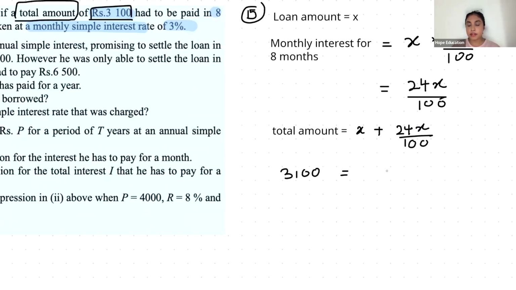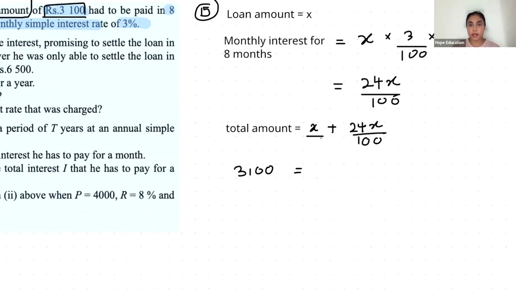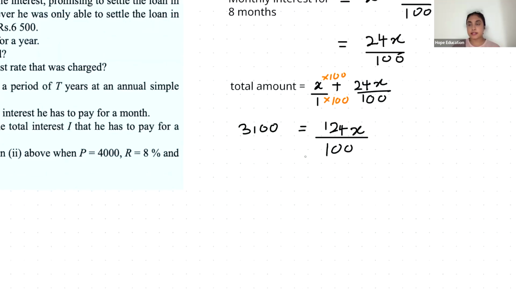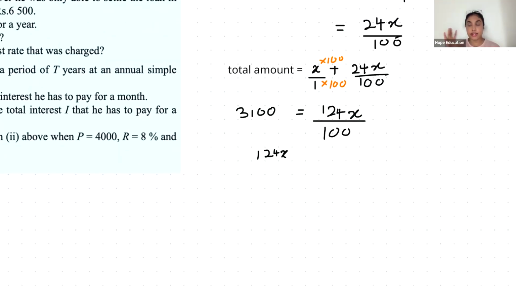So here we'll find the common denominator. Multiply this by 100. Multiply this by 100. So we get common denominator 100. Here 100 times x is 100x. 100x plus 24x would be 124x, right? Then I have to find x. So I'm going to exchange these two: 124x over 100 on the left, and 3,100 I will write on the right side.